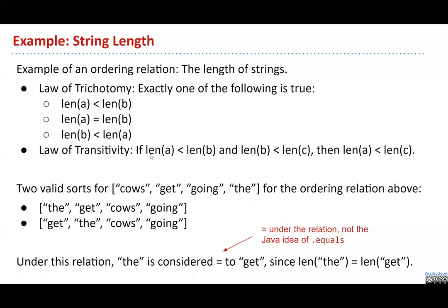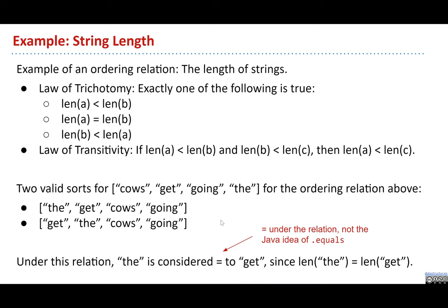And so if I have, for example, "cows," "get," "going," "the" as my strings, if I'm using length as my ordering relation, then both of these 2 different sorts are valid. They're permutations of the original items such that every item is less than or equal to the item ahead of it. And so under this relation, we'd say that "the" is considered equal to "get" since the lengths are equal. Okay. And to be clear, this equals is under the relation.